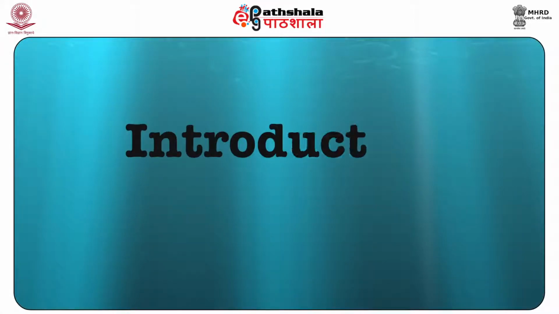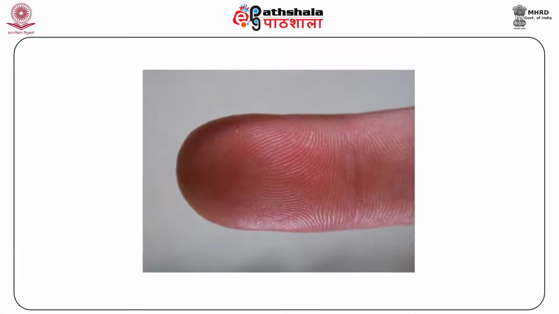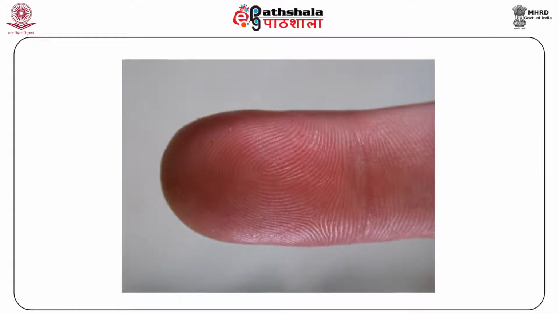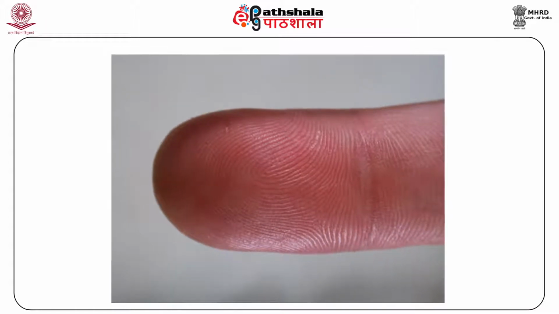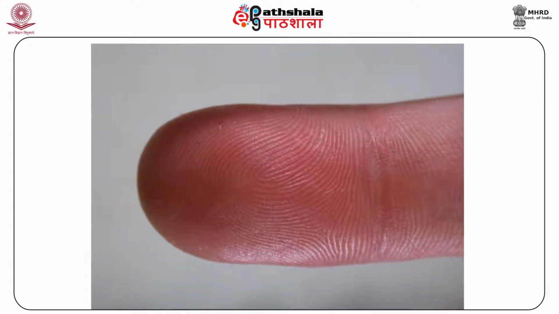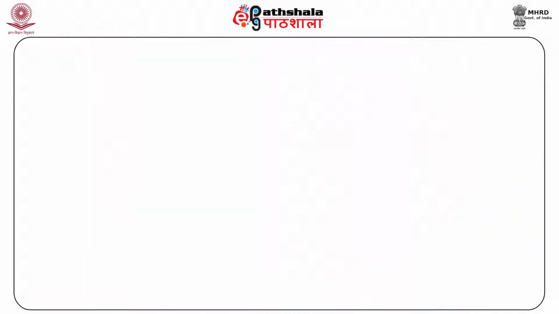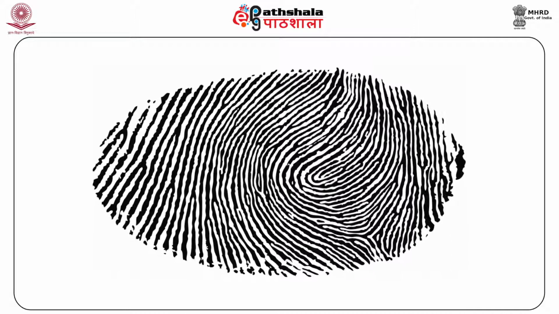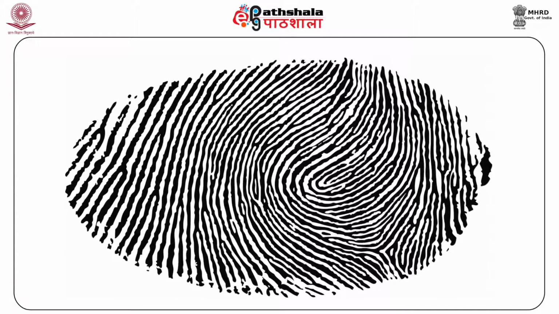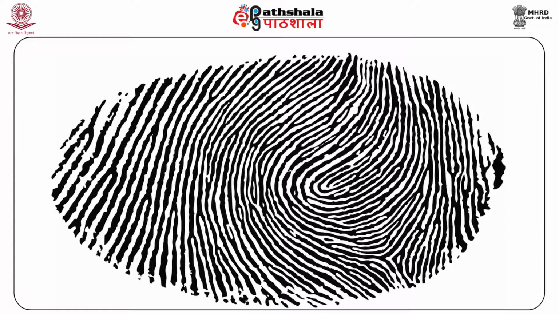Now, let us start with the introduction. Look at the tip of your fingers. You could see the innumerable lines crisscrossing and making spherical shapes. These lines are commonly referred to as ridges, and their pattern makes a fingerprint. Fingerprints are an impression or mark made on a surface by a person's fingertip.